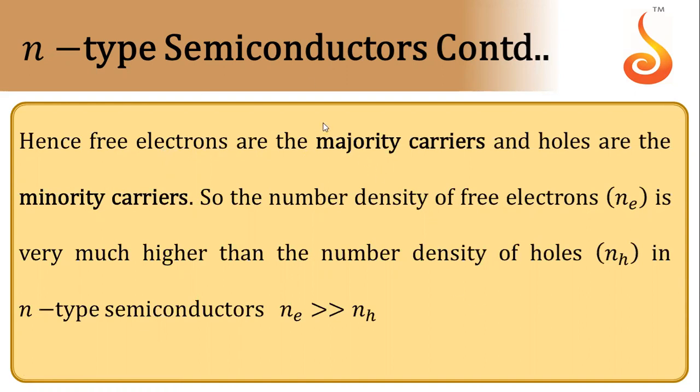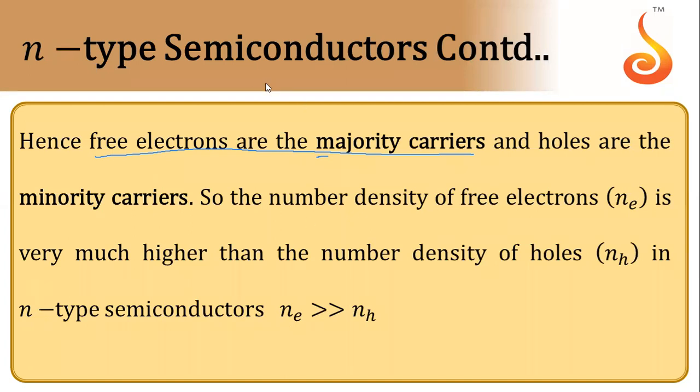So you have to remember this one, that in N-type semiconductor, the majority charge carriers are free electrons and holes are minority charge carriers. So the number density of free electrons will be much higher than the number density of holes. So when you apply some electric field, the current due to electrons will be more than the current due to holes, because obviously the number of electrons present is more. So current due to the electrons should be more.